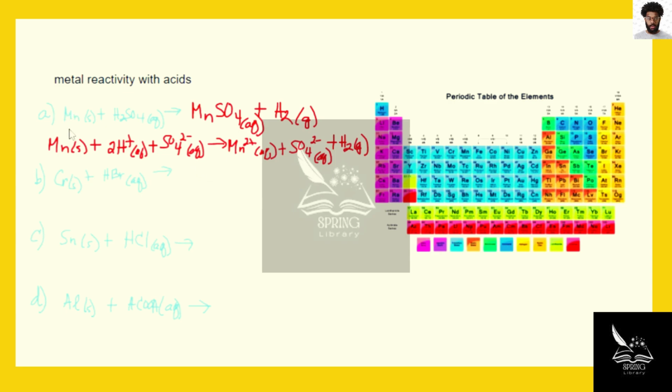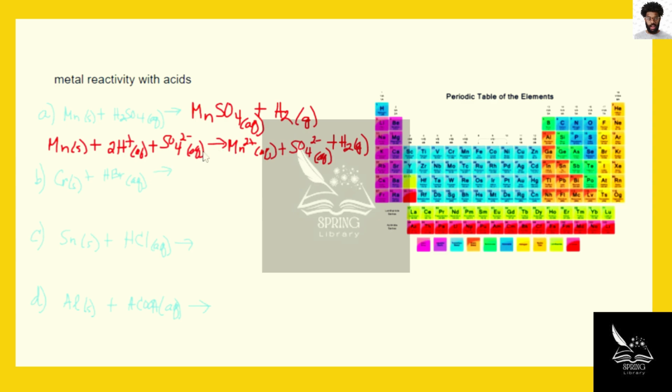We're also asked to represent this as an ionic equation. As an ionic equation, we would show the separation of the sulfuric acid into hydrogen ions and sulfate ions, first present as a reactant here. And then as a product, the manganese would become manganese 2 plus. The sulfate ion would essentially behave as a spectator ion here.